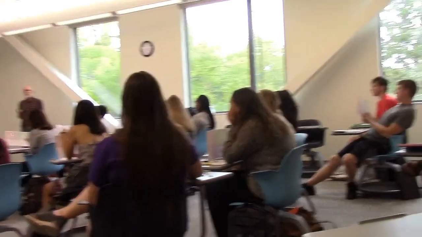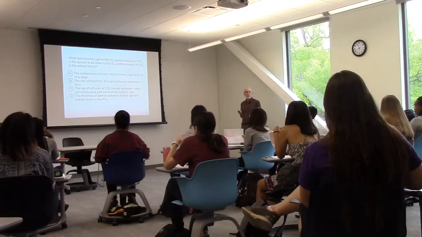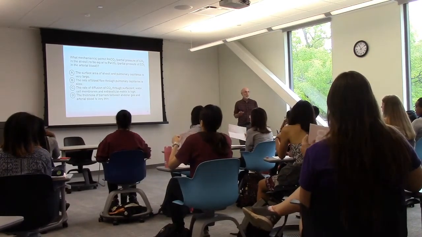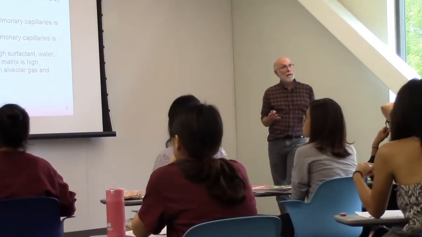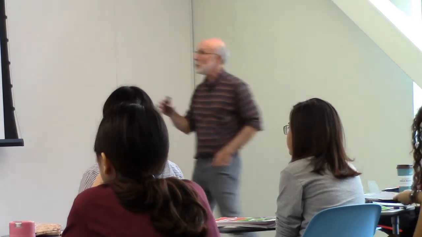The best answer, so many of you are getting all of it, and some of you are getting some of it. They're all true. The surface area is very large, which allows for equilibration because of diffusion. The rate of blood flow through the pulmonary capillaries is very slow, so the blood has time to equilibrate. The rate of diffusion of carbon dioxide through the layers, right?